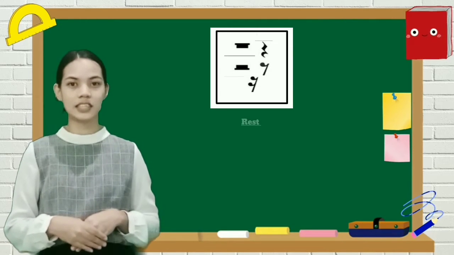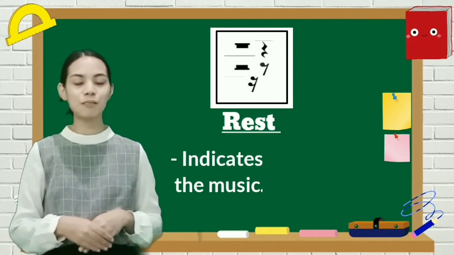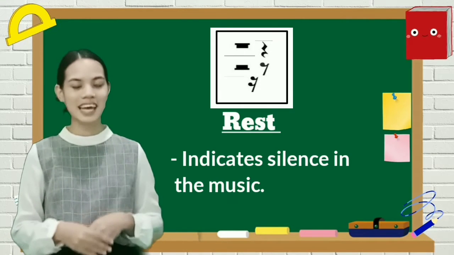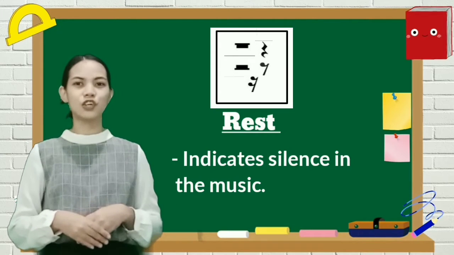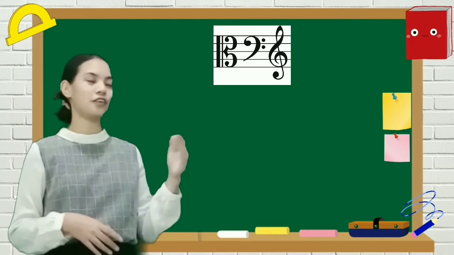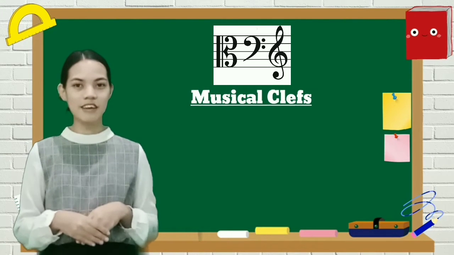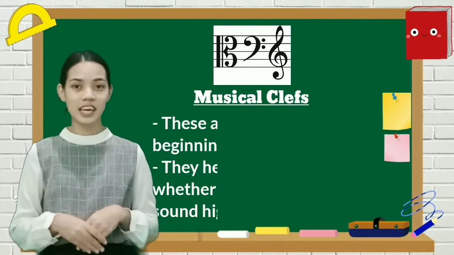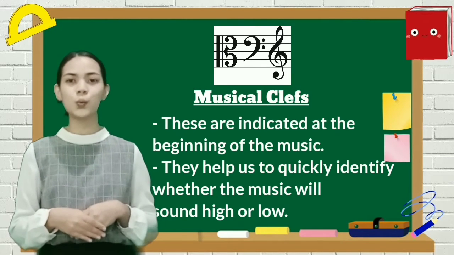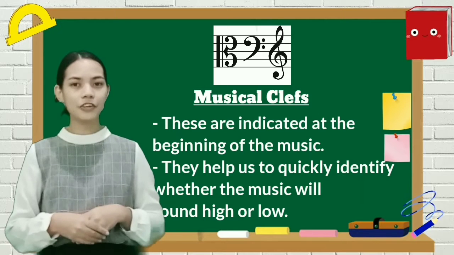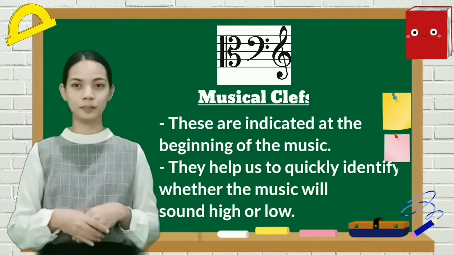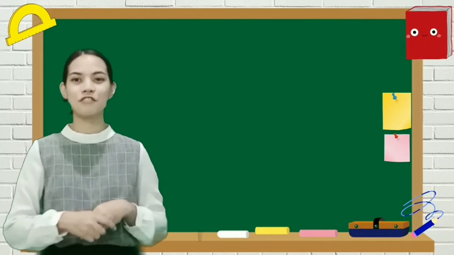These are rests that indicate silence in the music. So for our next symbol, it is a, very good, the musical clefs. These are indicated at the beginning of the music, and they help us to quickly identify whether the music will sound high or low. Did you understand that? Very good.